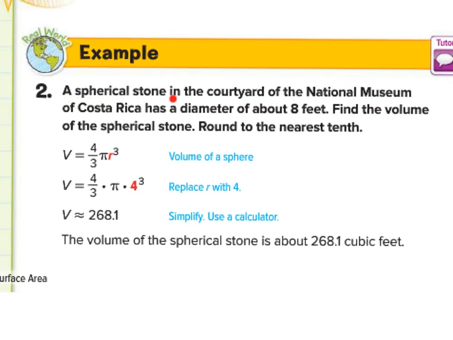A spherical stone in the courtyard of the National Museum of Costa Rica has a diameter of about 8 feet. Find the volume of the spherical stone, round to the nearest tenth. So diameter of 8 feet, which equals a radius of 4, right? Radius is half the diameter. So I'm ready to insert that in there. Radius, replace it with 4, and simply multiply directly across after you solve for your exponent, and you get 268.1 cubic feet.